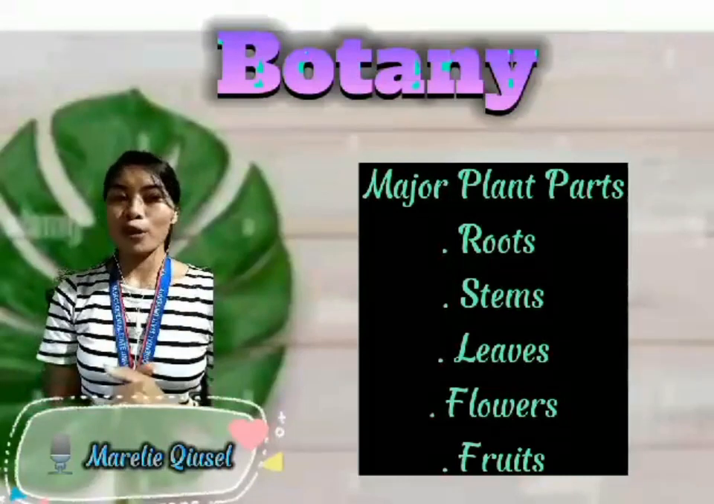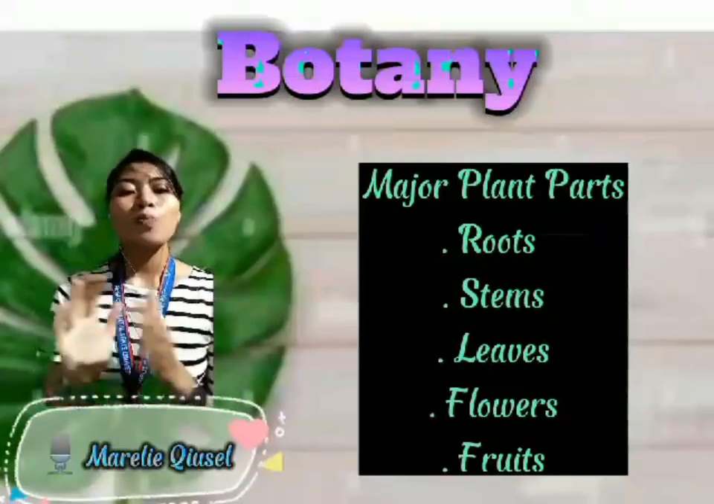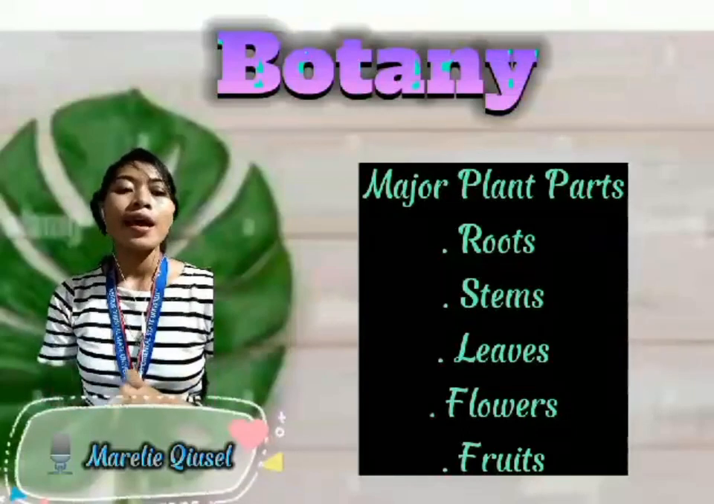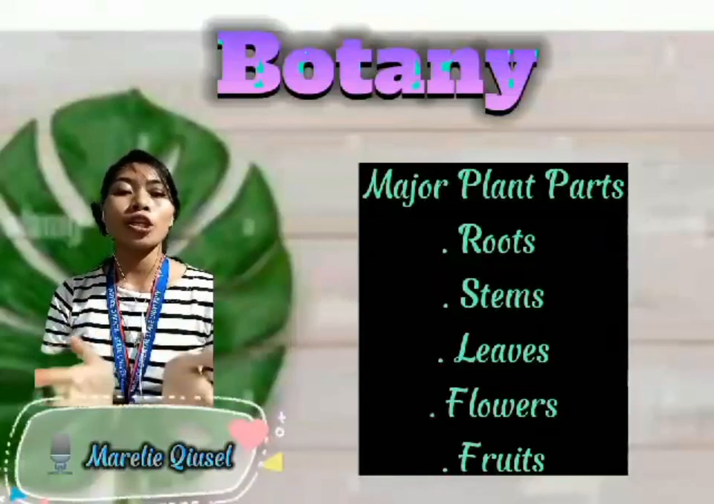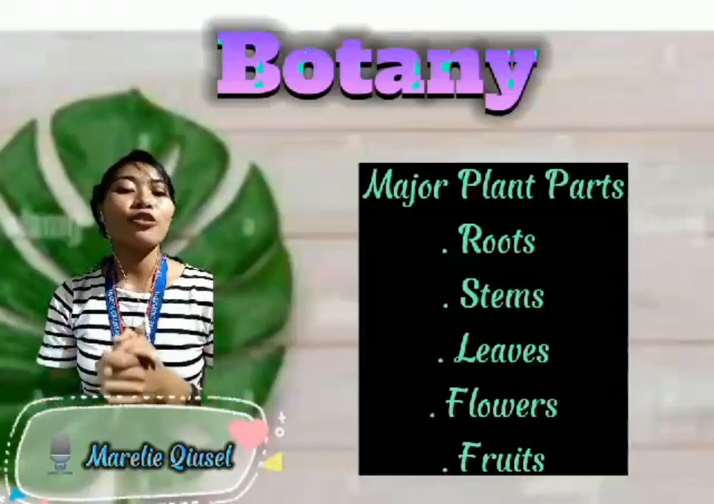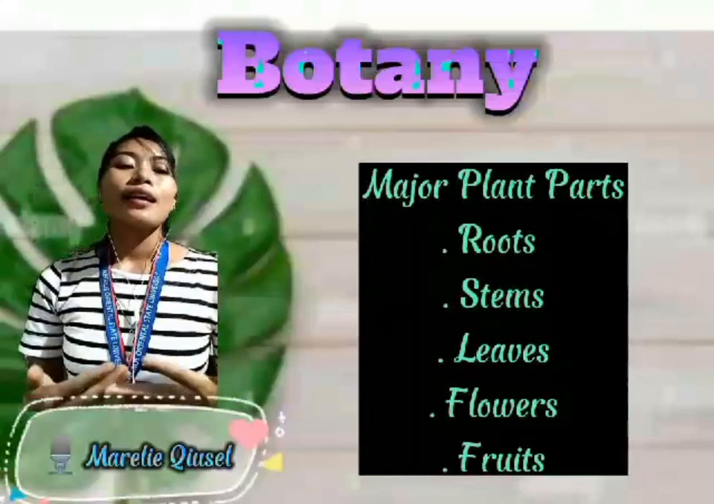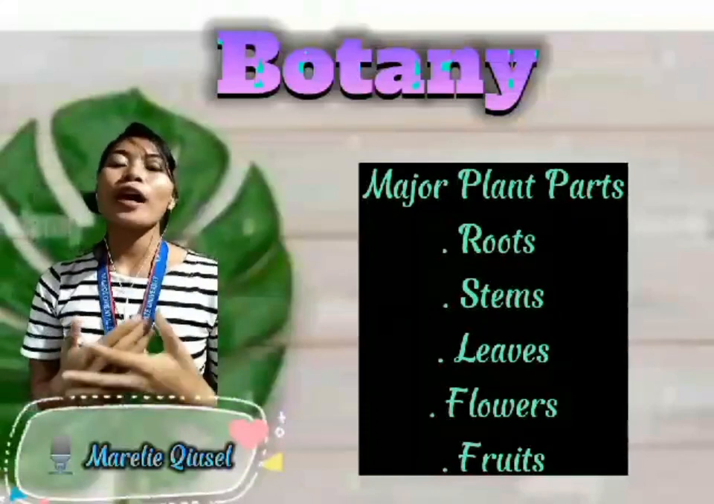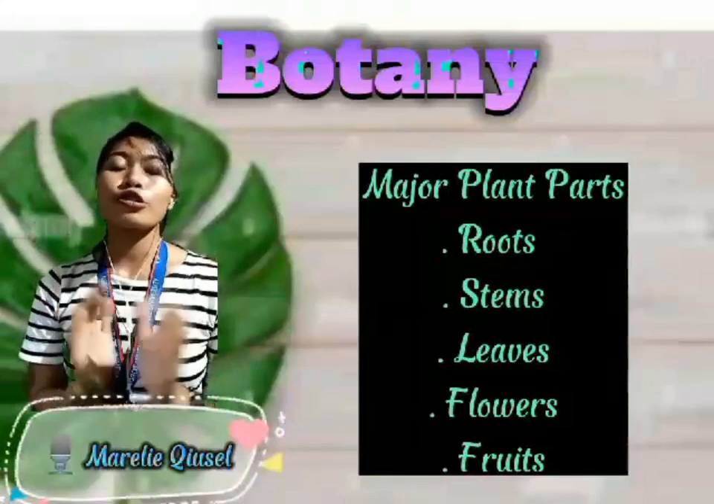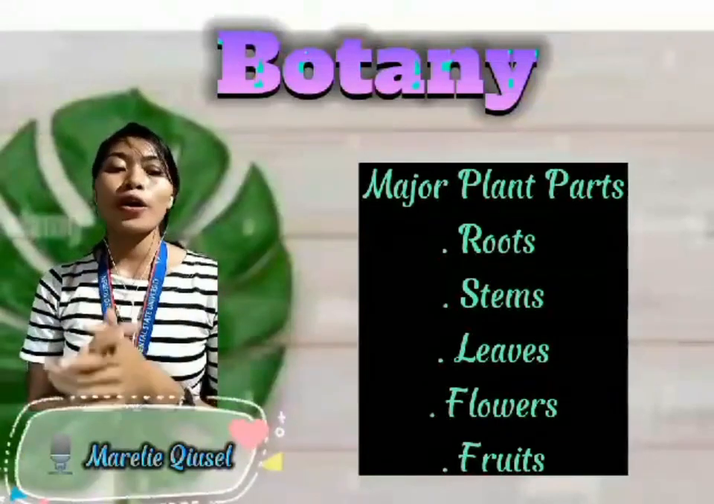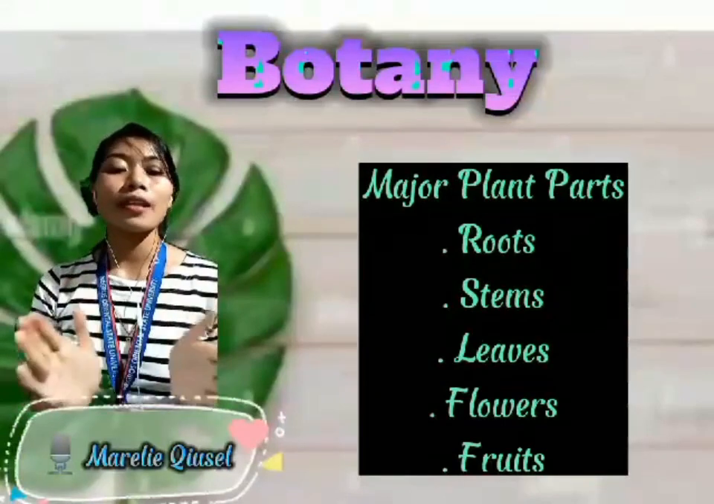Next are the flowers. Flowers are responsible for helping the sexual reproduction of plants and stimulating pollination, and especially the fertilization of the ovule. The last is the fruits. The functions of fruits are to protect the seeds, help disperse seeds, and thus aid plant production.